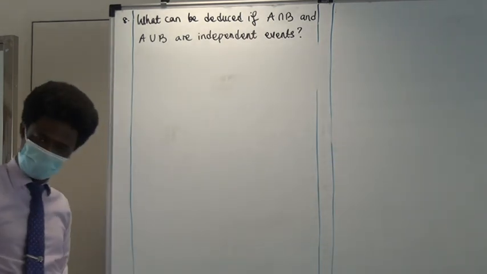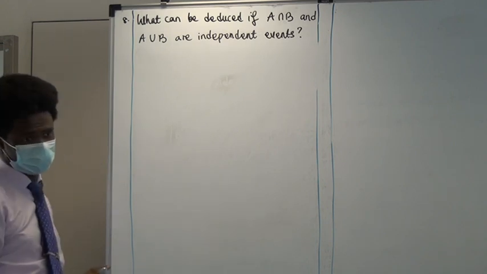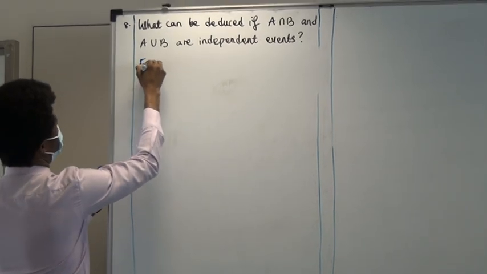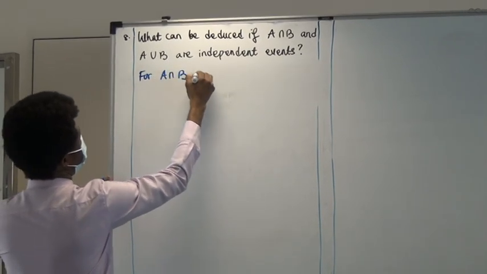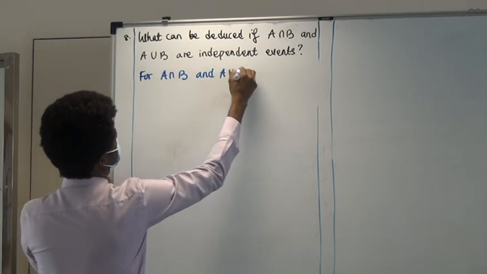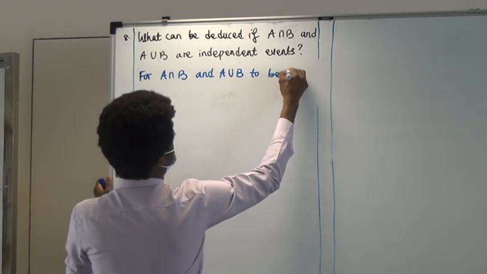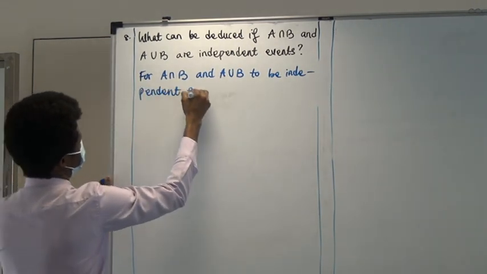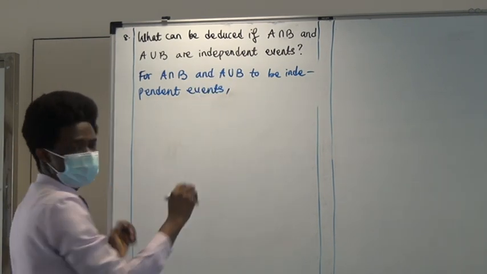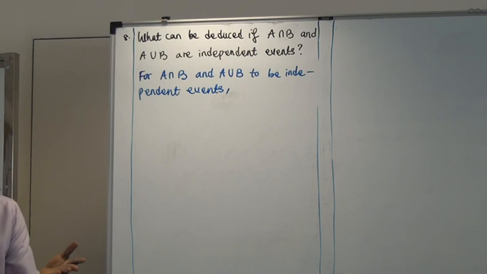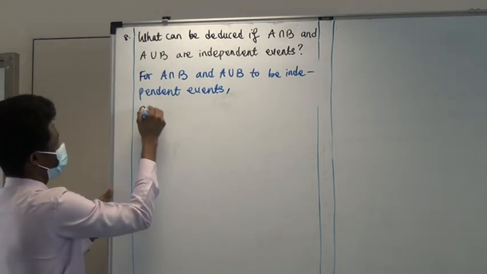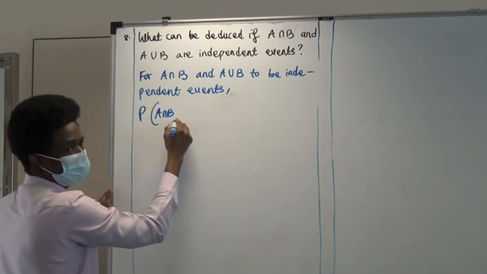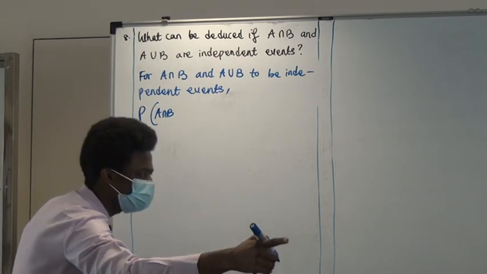For these two events to be independent, what must happen? That's the first thing we have to talk about. For A intersection B and A union B to be independent events, what must happen? Yes? Louder. A intersection B. Say that again.